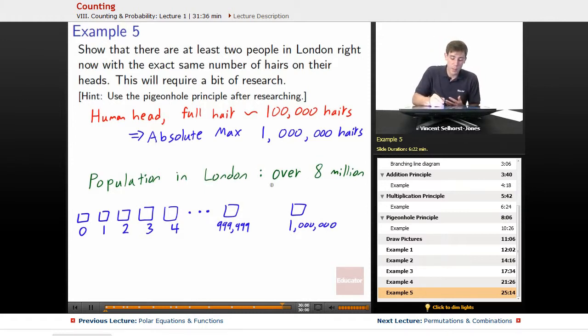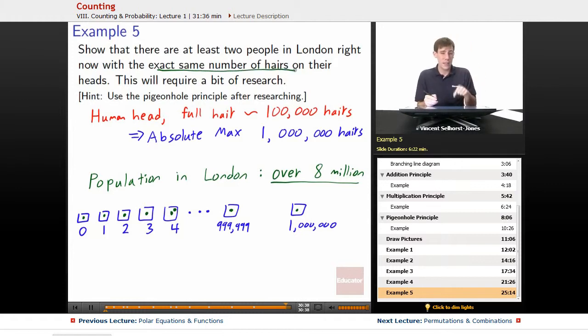Now, we know that the population of London is over 8 million. That means when we go through the first 1,000,001 people, unless two of them already have the same number of hairs on their heads, we're going to go all the way up from 0 to 1,000,000 with each person having a unique number of hairs on their head. But as soon as we get to the 1,000,002nd person, they're going to have to go into the same box as someone else. They'll have to share. So we've got the exact same number of hairs guaranteed.